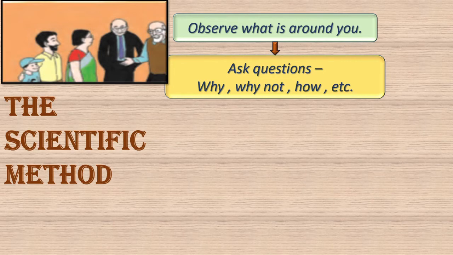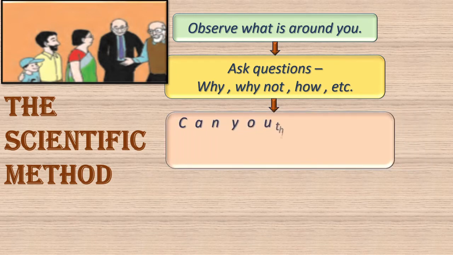Why it is like this? Why not like that? How it became like this? Etc. For example, we will take, why does the fridge magnet stick to the fridge door but not to the kitchen platform? This is our question. Okay? Why it is sticking only to the fridge door, not to the cupboard that is made up of wood. Okay? Next, can you think of an explanation?